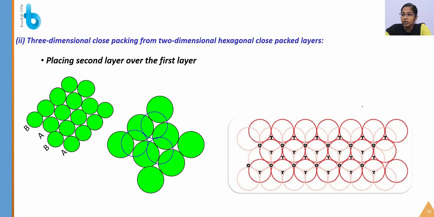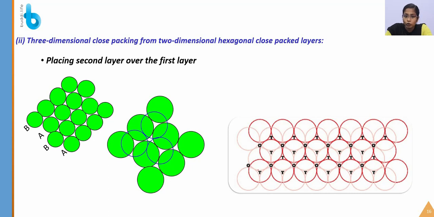So like that way, here also the second layer is going to be placed in the space left behind, like voids between the first layer. Okay, so in that way it is going to be arranged. So in that manner, the new void that is being generated when the second layer is being placed over the first layer.